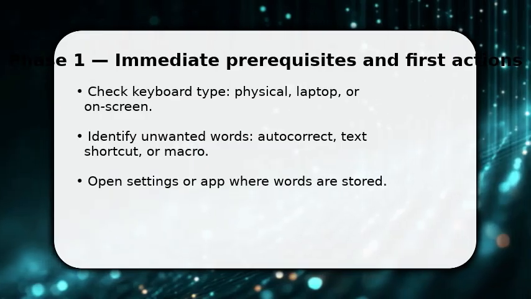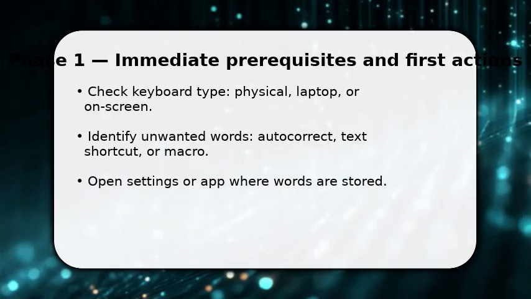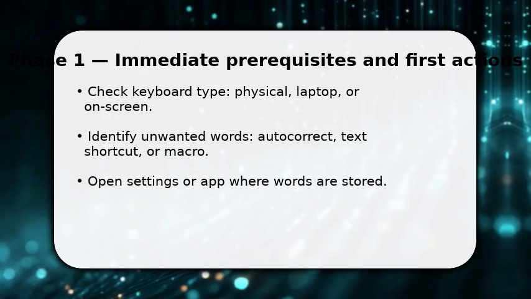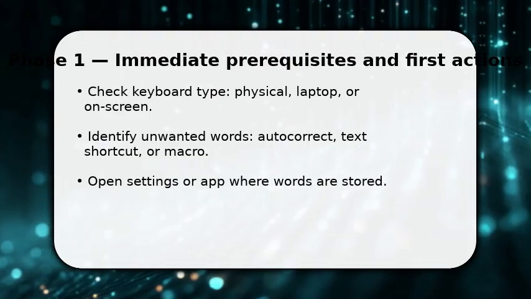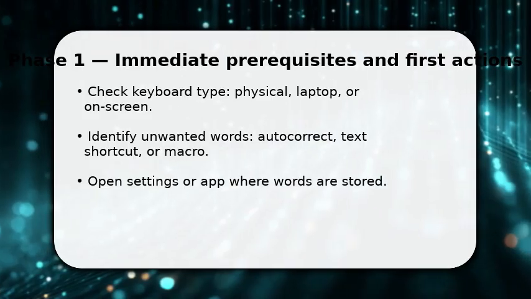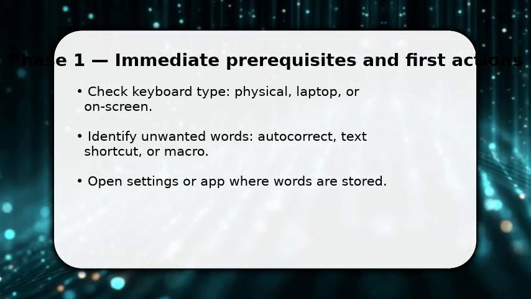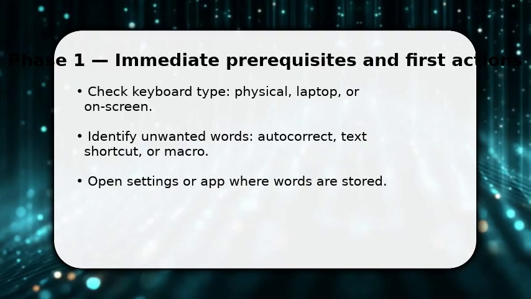You begin by confirming the keyboard and the storage location for problematic entries, so you remove the right item. Open the keyboard settings or the app's text replacement list. This is where the word lives. Once there, search or scroll to the exact entry, don't guess. You tap or click the item to reveal edit and delete options.